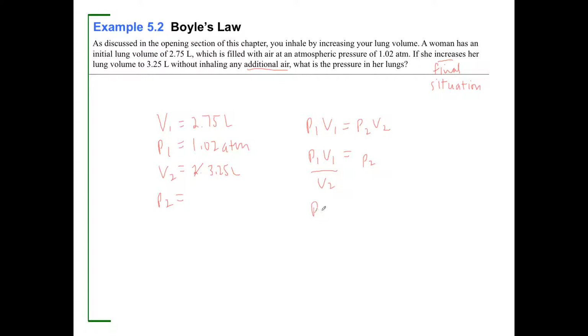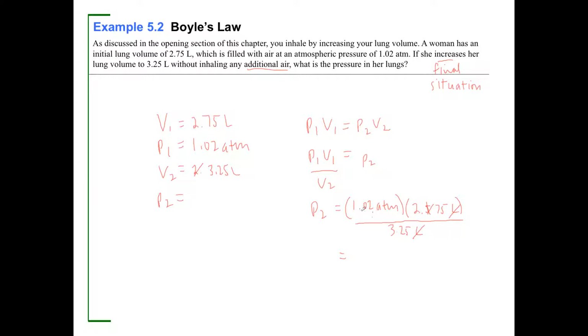So now we just fill in. P2 is equal to P1, 1.02 atmospheres, times V1, 2.75 liters, over V2, which is 3.25 liters. The liters cross off. That unit crosses off because it wasn't supposed to be there. And 1.02 times 2.75 divided by 3.25. I can't do this in my head.